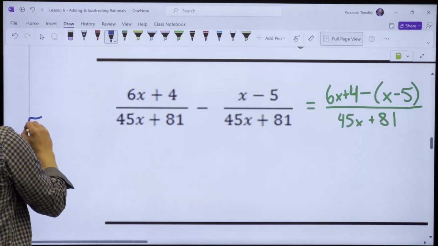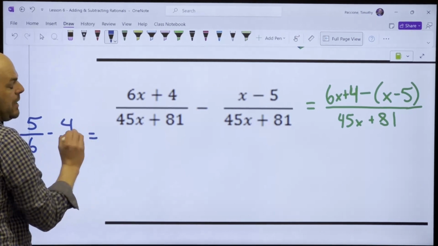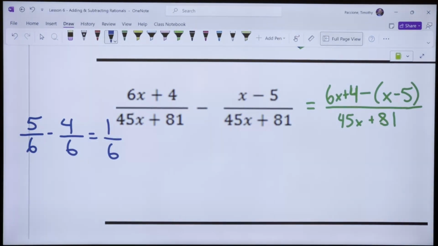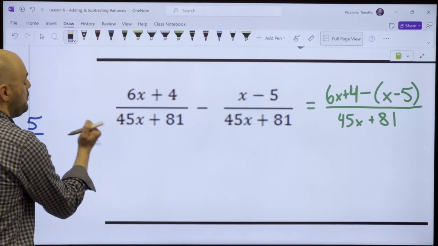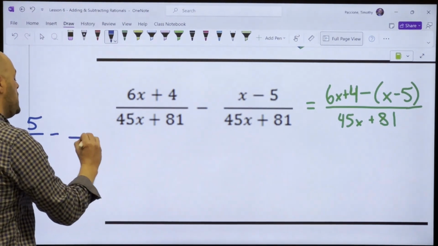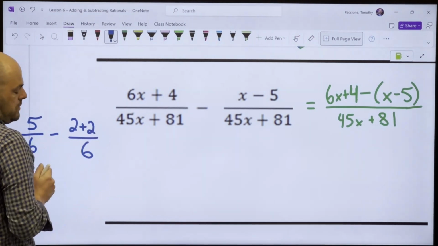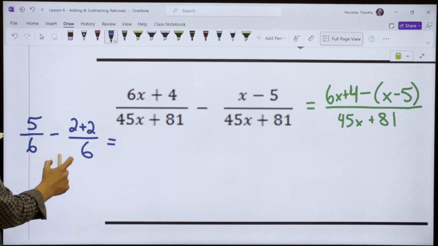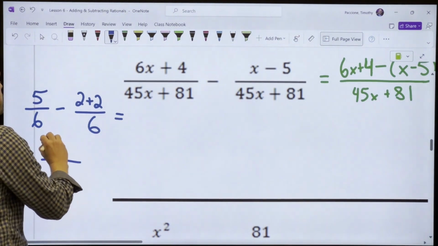Let's say I had 5, 6 minus 4, 6. What would that be? 1, 6. So we agree that that's the right answer, right? Okay, now let's say it was written a little differently, right? Let's say it was written as minus, and then instead of 4, 6, I wrote 2 plus 2, 6. Right? Isn't that the same thing as 4? Right? So I haven't changed the problem, right? Just changed the form.